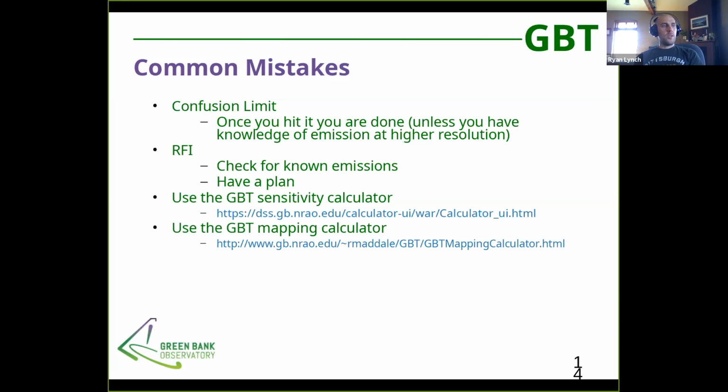Also, if you're going to do a mapping project, use the GBT mapping calculator. There are restrictions on the types of mapping strategies that we can do. We don't like to move the telescope, accelerating it through a lot of changes in direction over a short period of time. It leads to metal fatigue and would eventually lead to shortening the lifetime of the telescope or requiring additional maintenance in order to maintain the structure. And so there are limits to the types of mapping strategies that you can execute. The mapping calculator knows about those and will take that into account when helping you come up with an appropriate mapping strategy. So use that as well.